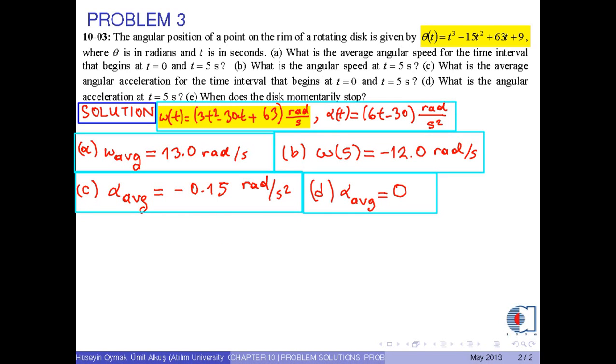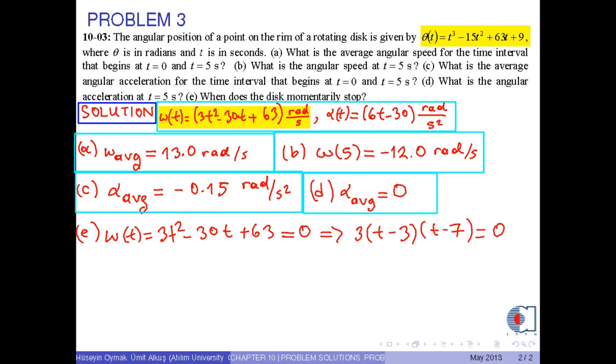Finally, in part E, we use the angular speed formula, which is 3 times t squared minus 30 times t plus 63 radians per second. Since the disk momentarily stops in this part, omega of t is 0. Therefore, rearranging this formula for t, we obtain 3 times (t minus 3) times (t minus 7) equals 0. From this equality, we obtain t1 equals 3 seconds and t2 equals 7 seconds.